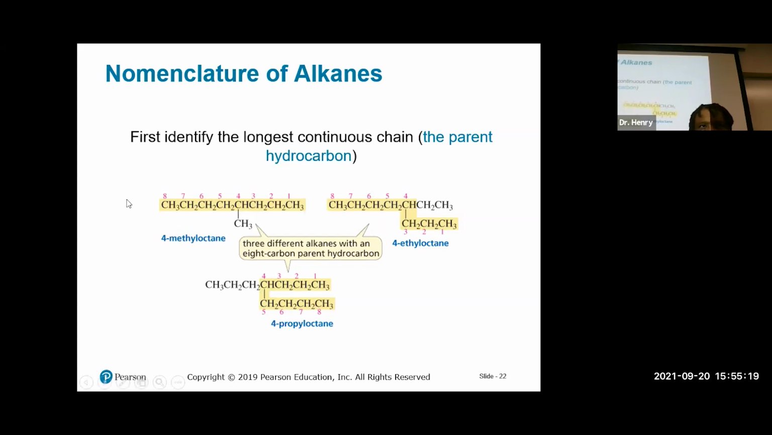Do you guys get that? Because this is 1, 2, 3, 4. So it's coming off the fourth carbon. Whereas if I go the other way, it's 1, 2, 3, 4, 5. So it'll be the fifth carbon, right? So 5 is greater than 4. So the other direction is better, okay? Make sense? So you always want the lowest number possible on your branching or on your functional groups, your side chain groups, okay?